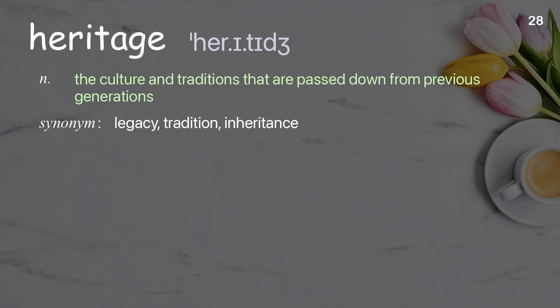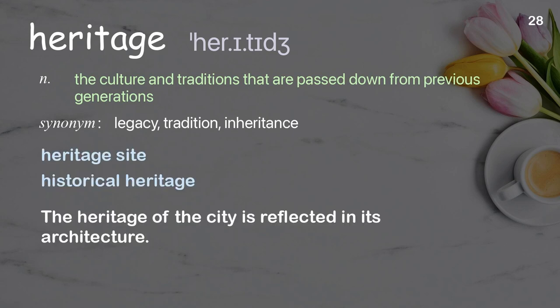Heritage. The culture and traditions that are passed down from previous generations. Examples: Heritage site. Historical heritage. The heritage of the city is reflected in its architecture.